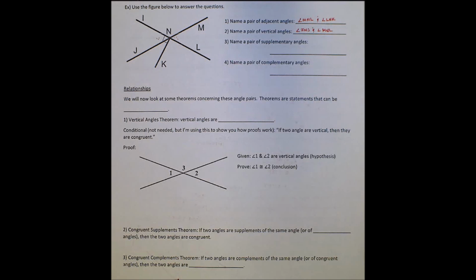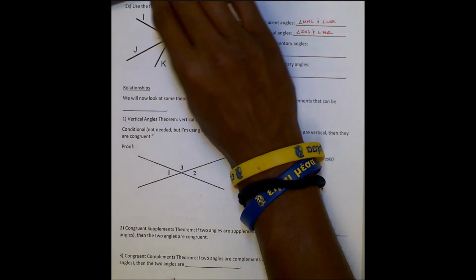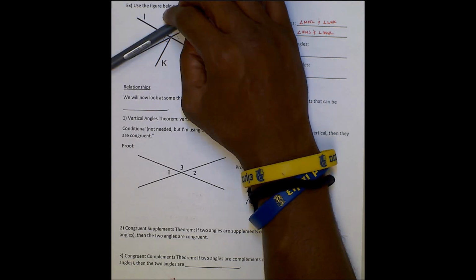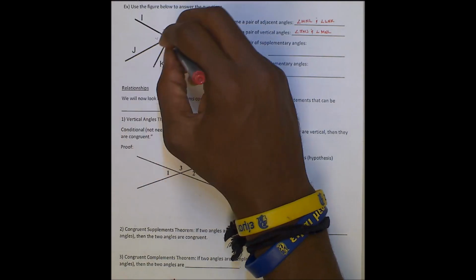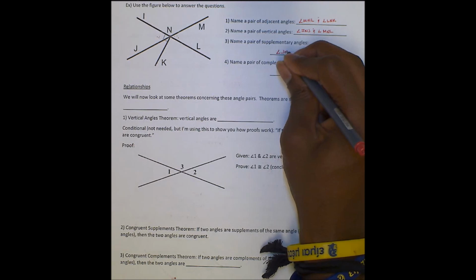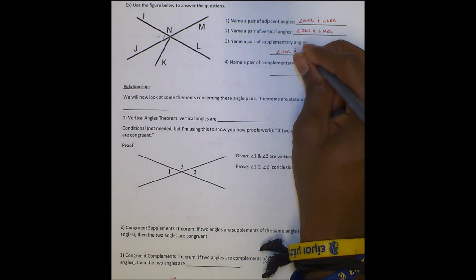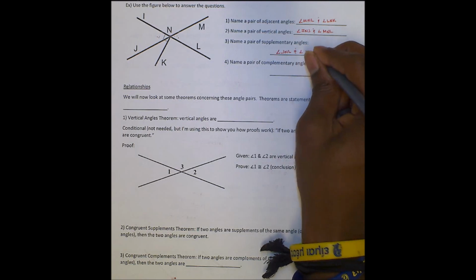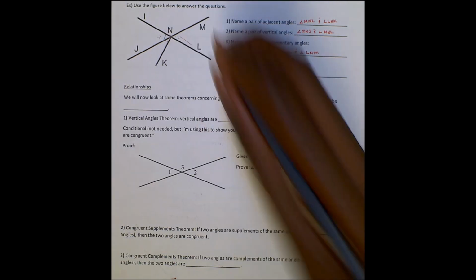Okay, name a pair of supplementary angles. These are angles that add up to 180 degrees. And so I'm looking for a straight line. I see a straight line here, right? And so I want to call this angle J and L, angle J and L, and angle L and M. Okay, so these two angles together make up a straight line.